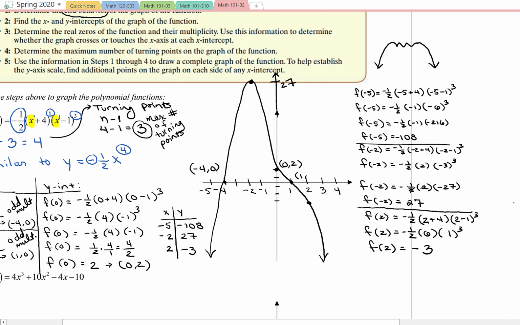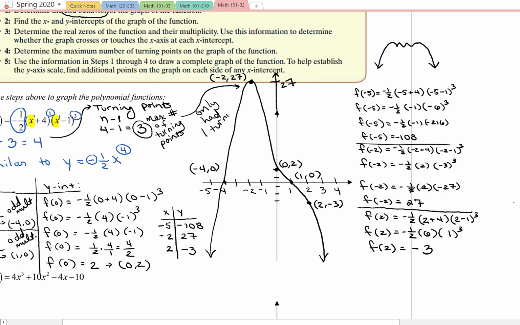And of course, we can check this graph by using your graphing calculator. I mean, we've got the graphing calculator. It's good to use, but it's also good to know how to sketch these polynomial functions without relying solely on the graphing calculator, right? So we're learning how to do that. It's a good idea to use the graphing calculator to check your work, right?